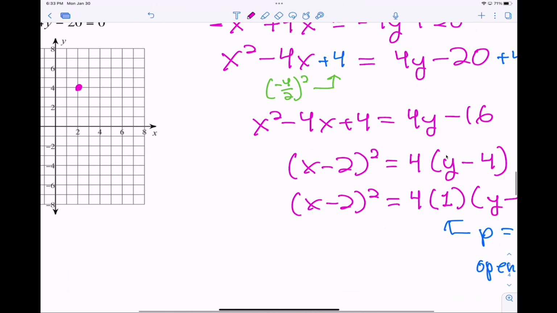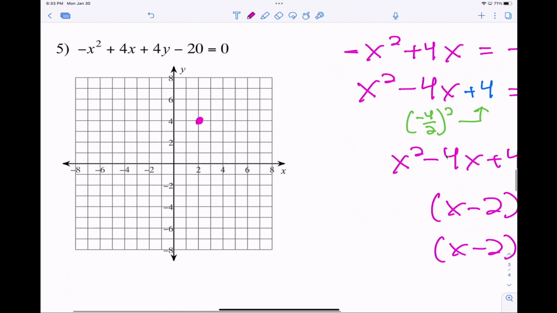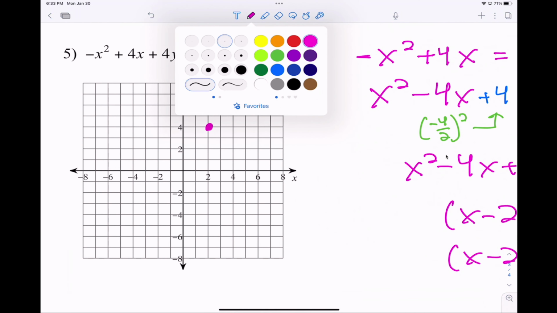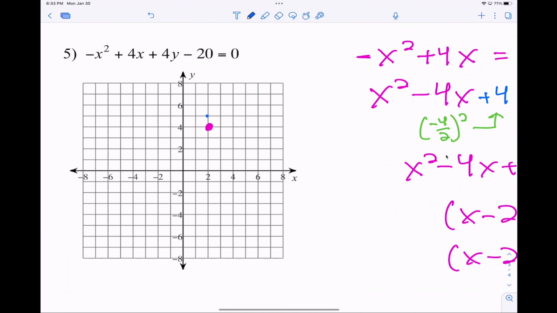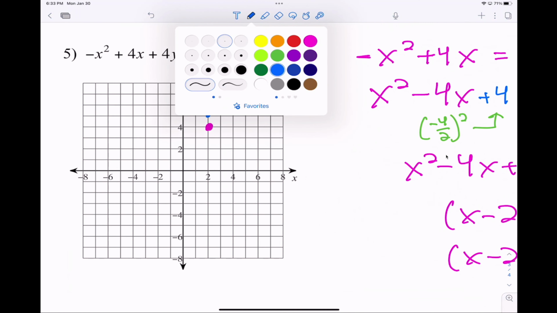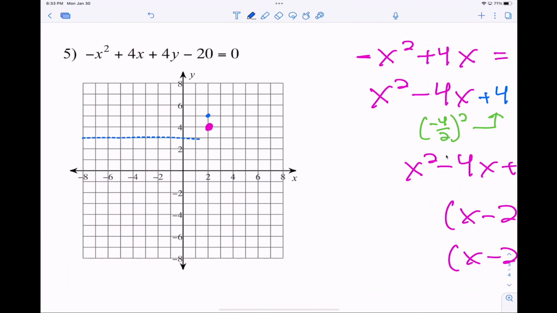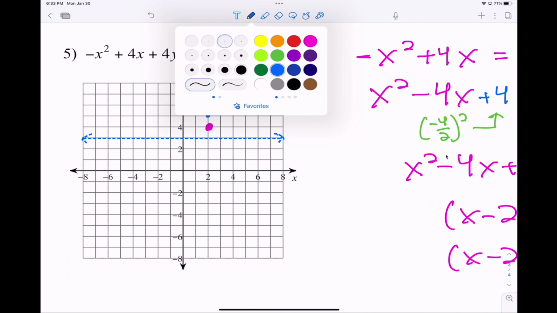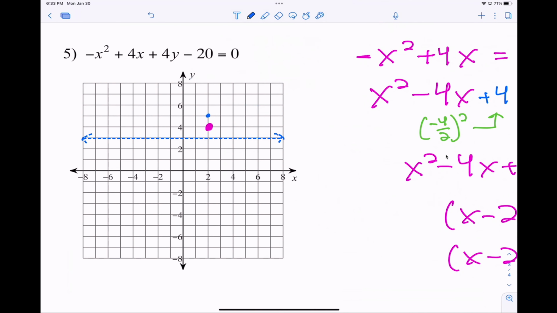P is positive 1, so the focus is exactly 1 unit above the vertex, and the directrix is perpendicular to the direction of the parabola, exactly 1 unit below. That makes it the line y equals 3.